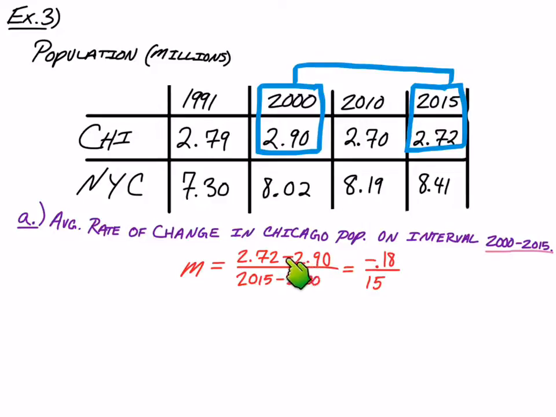Subtract on top, subtract on bottom, and then when we divide here, negative 0.012. And then what are the units for that, since this is average rate of change? We're looking at million people per year. So we had millions of people on top, years on the bottom, after we divide our average rate of change between 2000 and 2015, negative 0.012 million people per year.